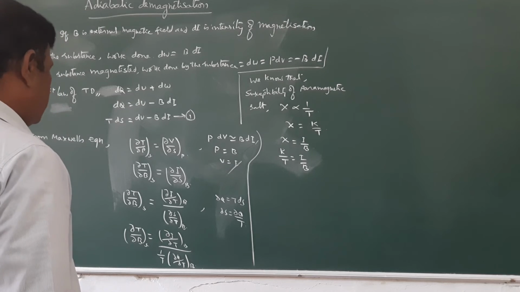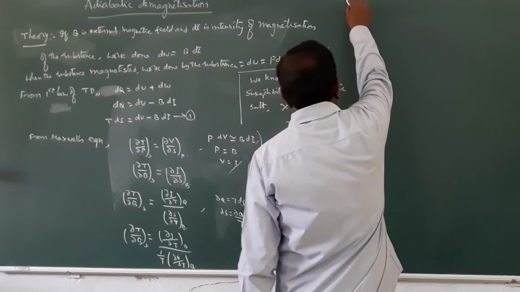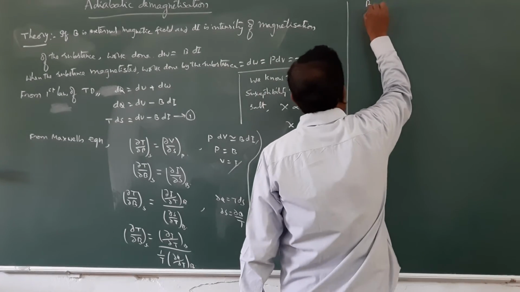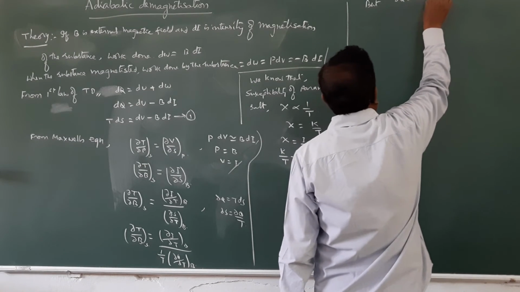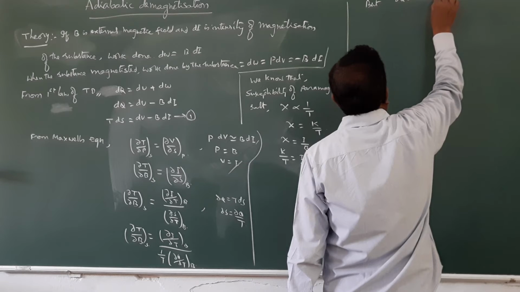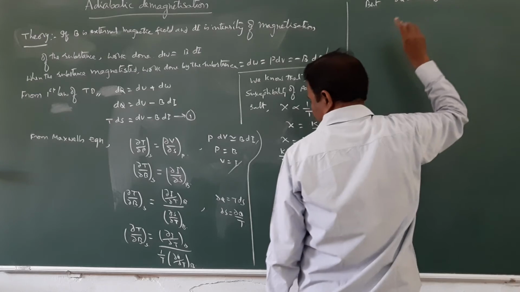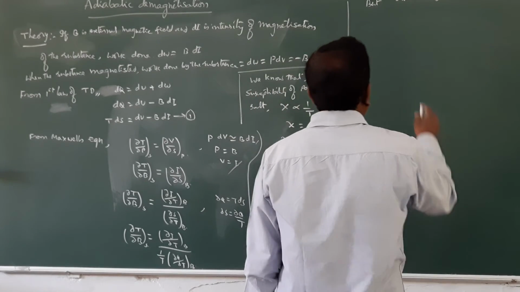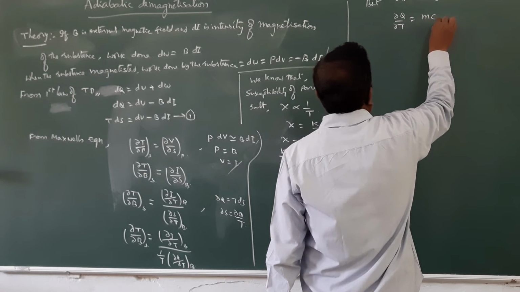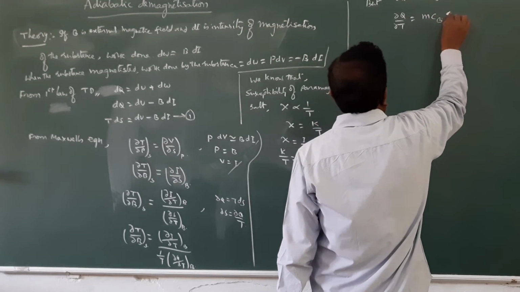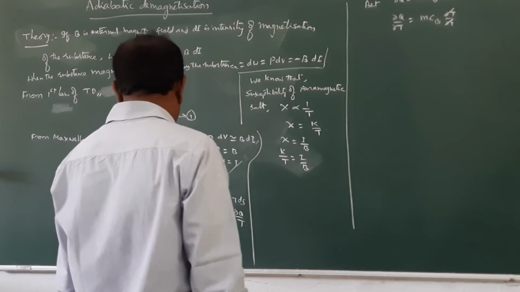Therefore, but ∂Q is equal to the mass of the substance times the specific heat at constant magnetic field times ∂T. Therefore, ∂Q by ∂T is equal to mCb. ∂T gets cancelled. mCb.